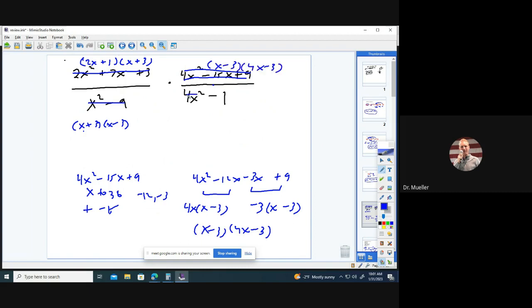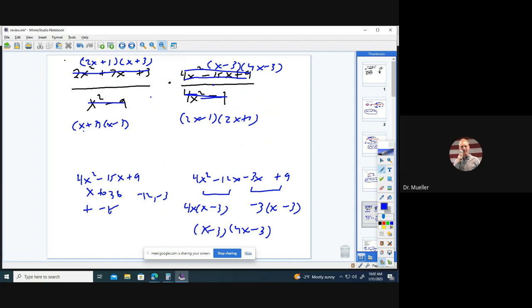Then this 4x squared minus 1, difference of perfect squares, 2x plus 1 and 2x minus 1. I'm going to write that a little bit neater than that, though. So we got 2x minus 1 and 2x plus 1.